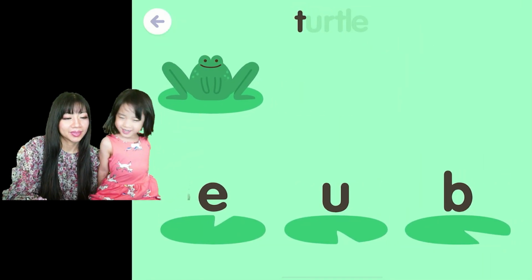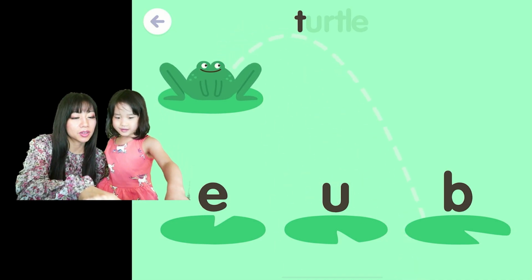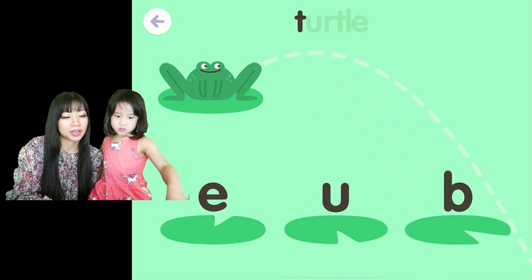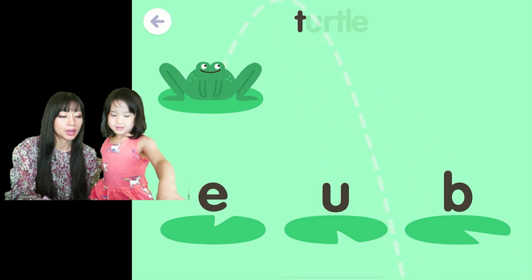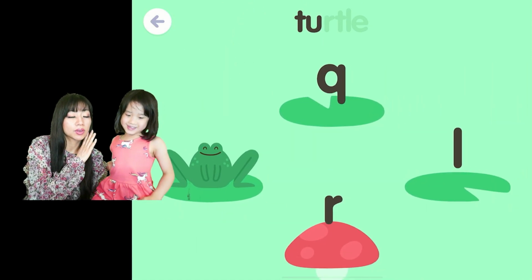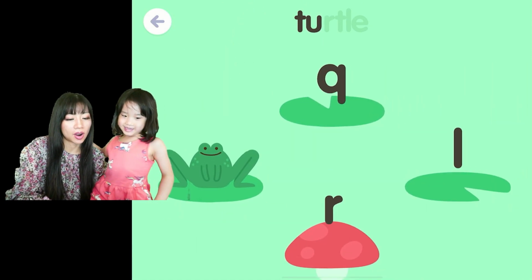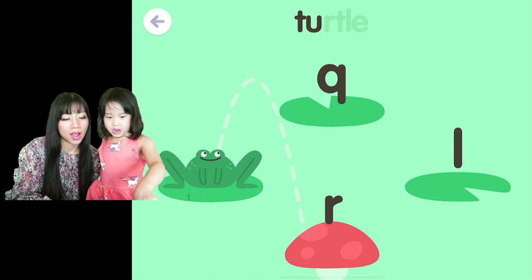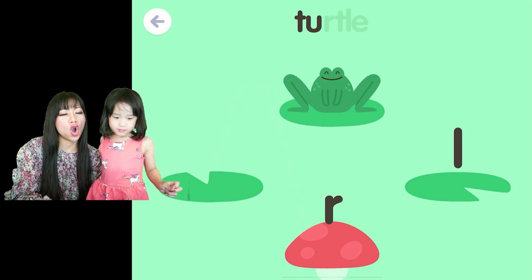That's so high. Like boink. Yeah. You have to look for U. See the letter U. That's the next word that comes after T for turtle. U. Wait, U. I don't hear you. E. Good. R. Now watch this. Oh no. R. Yeah. Like this. Oh. Look. Yeah.